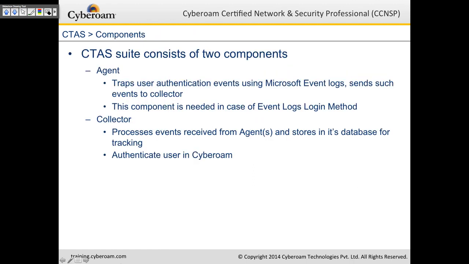Now this is the Sitas components slide. Sitas is composed of two components. One is the agent, the other one is the collector. So what is the job of the agent? It traps the user authentication events using Microsoft event logs and sends such events to the collector. This component is needed in case of the event logs login method. So if you are using the event log as your login method, then you need the agent component. Whereas the job of a collector is to process events received from agents and store them in its database for tracking. It also authenticates the user in Cyberoam. So that's the job of a collector.